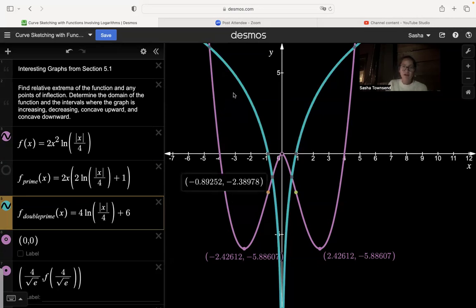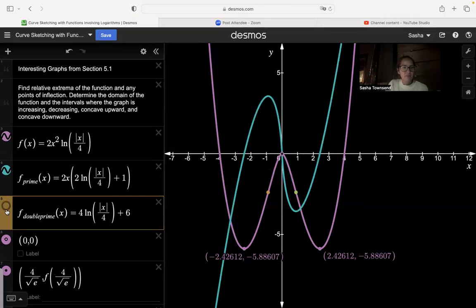So the second derivative is positive here. That's when the graph is concave upward. And then from here to 0, the second derivative is negative. So the graph is concave downward. And then we have symmetry with concave downward on this side and then concave upward over here, which is consistent with the y values on the graph of f double prime.